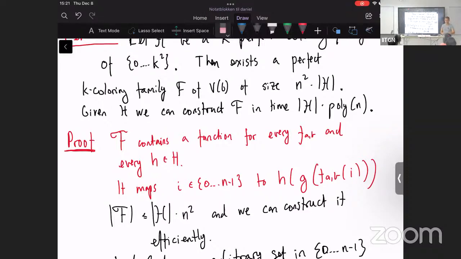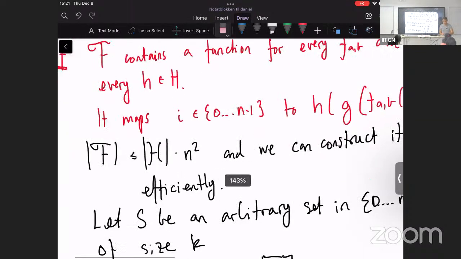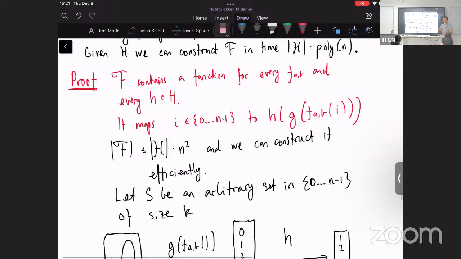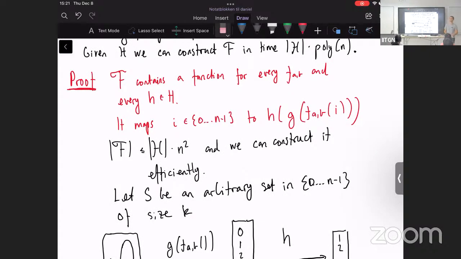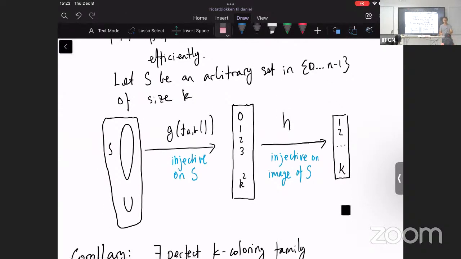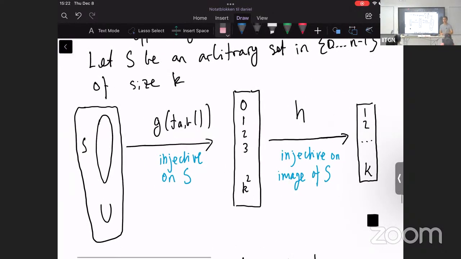Now, notice that the size of F is at most the size of H times n squared, because every function in fancy F is indexed by a coloring in H and an A and a B, right? And I can construct it efficiently: I just loop over all colorings in H and over all A and B. And furthermore, now let S be an arbitrary set of size k in the big universe, right?